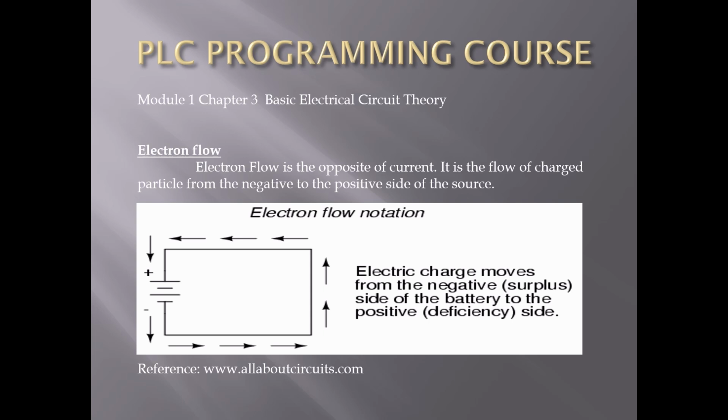Electron flow. Electron flow is the opposite of current. It is the flow of charged particles from the negative to the positive side of the source. Electric charge moves from the negative surplus side of the battery to the positive deficiency side.